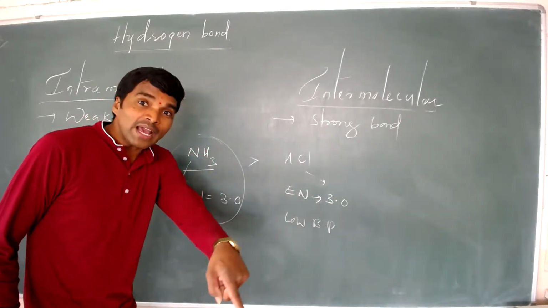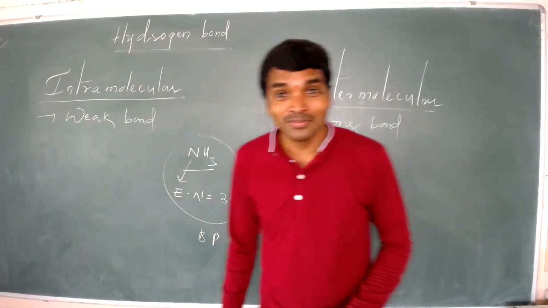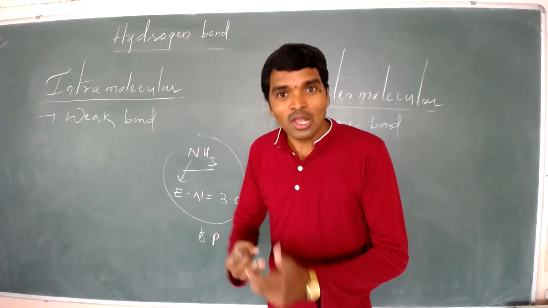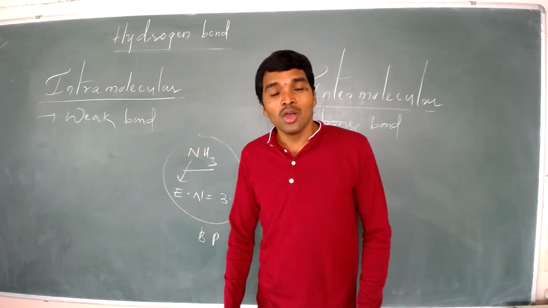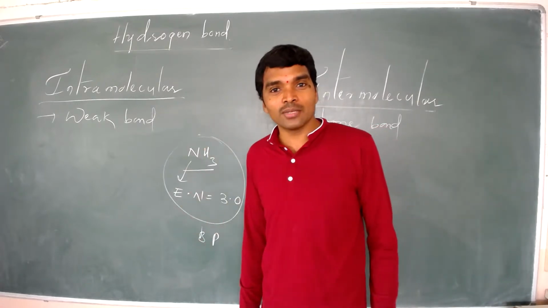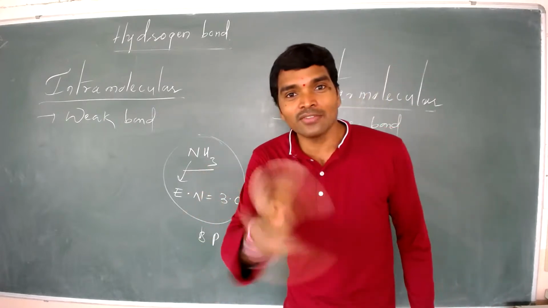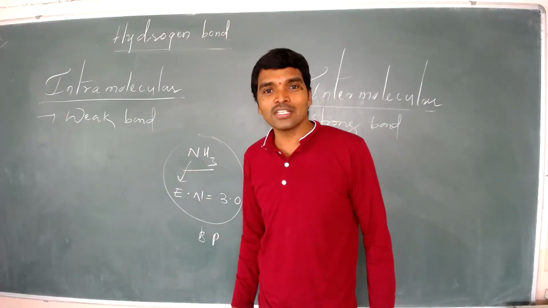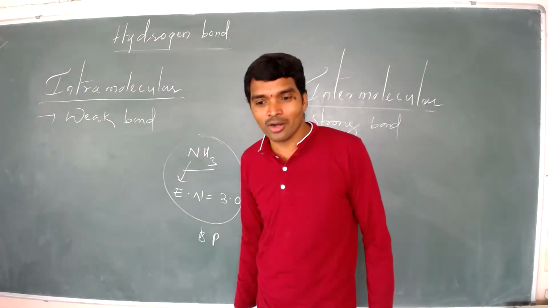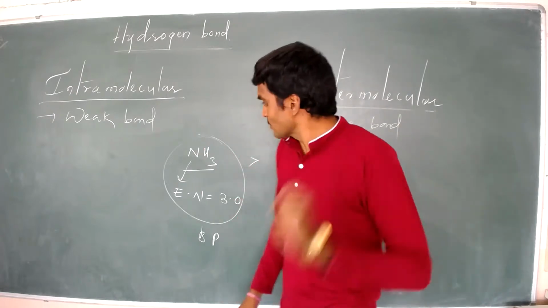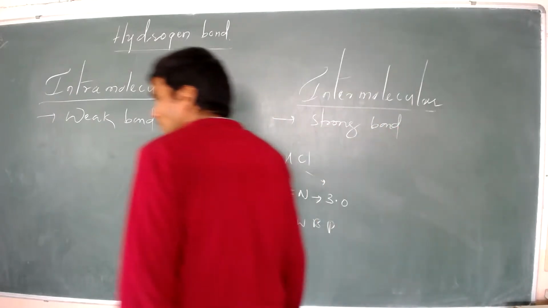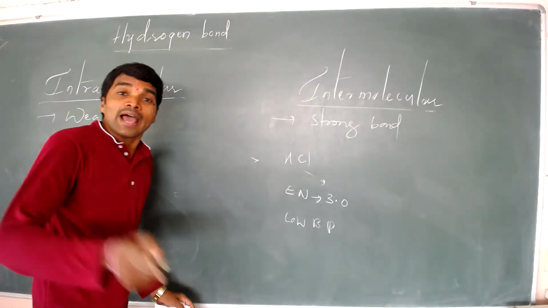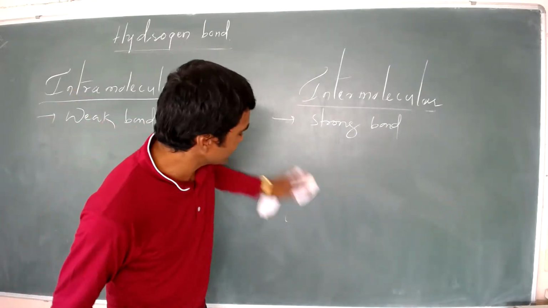Why, sir? Why? Because already at the start I told you, only three elements form hydrogen bond: fluorine, oxygen and nitrogen. Chlorine does not form the hydrogen bond. Nitrogen only forms hydrogen bond. That's why ammonia has the highest boiling point, then HCl.